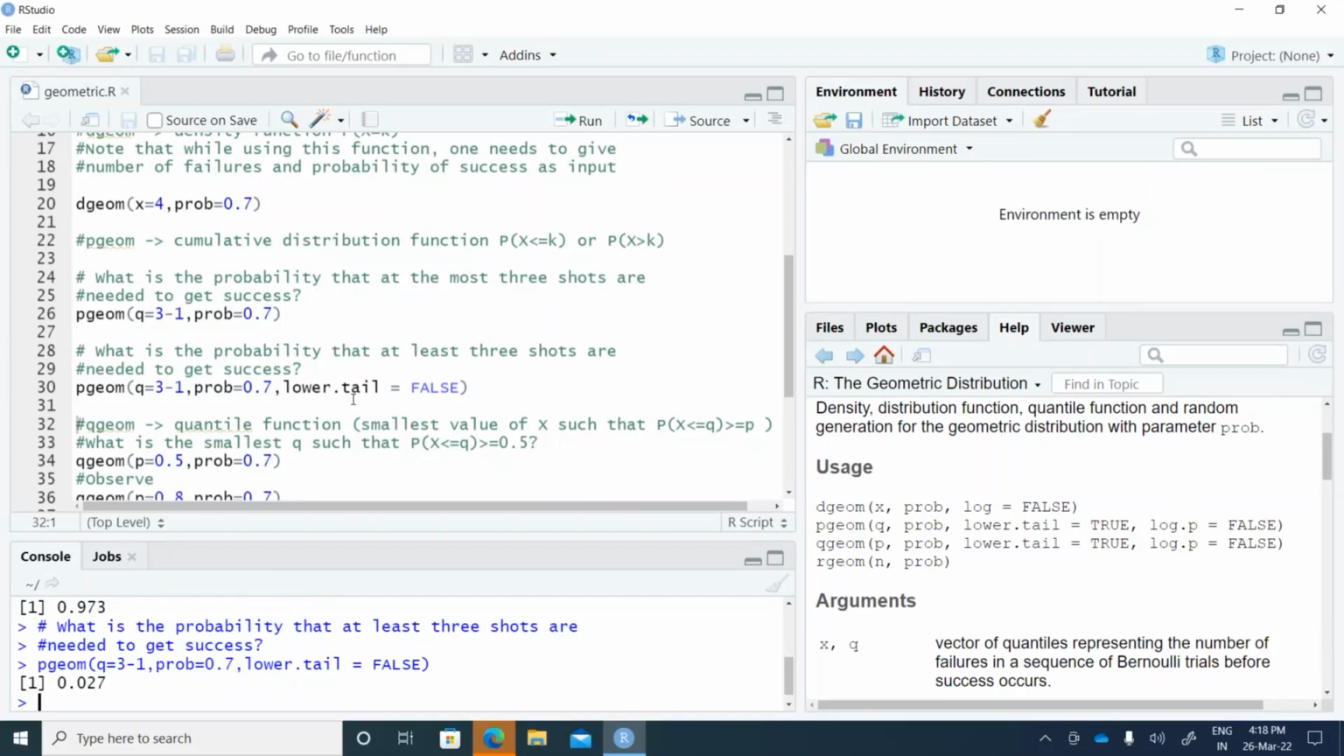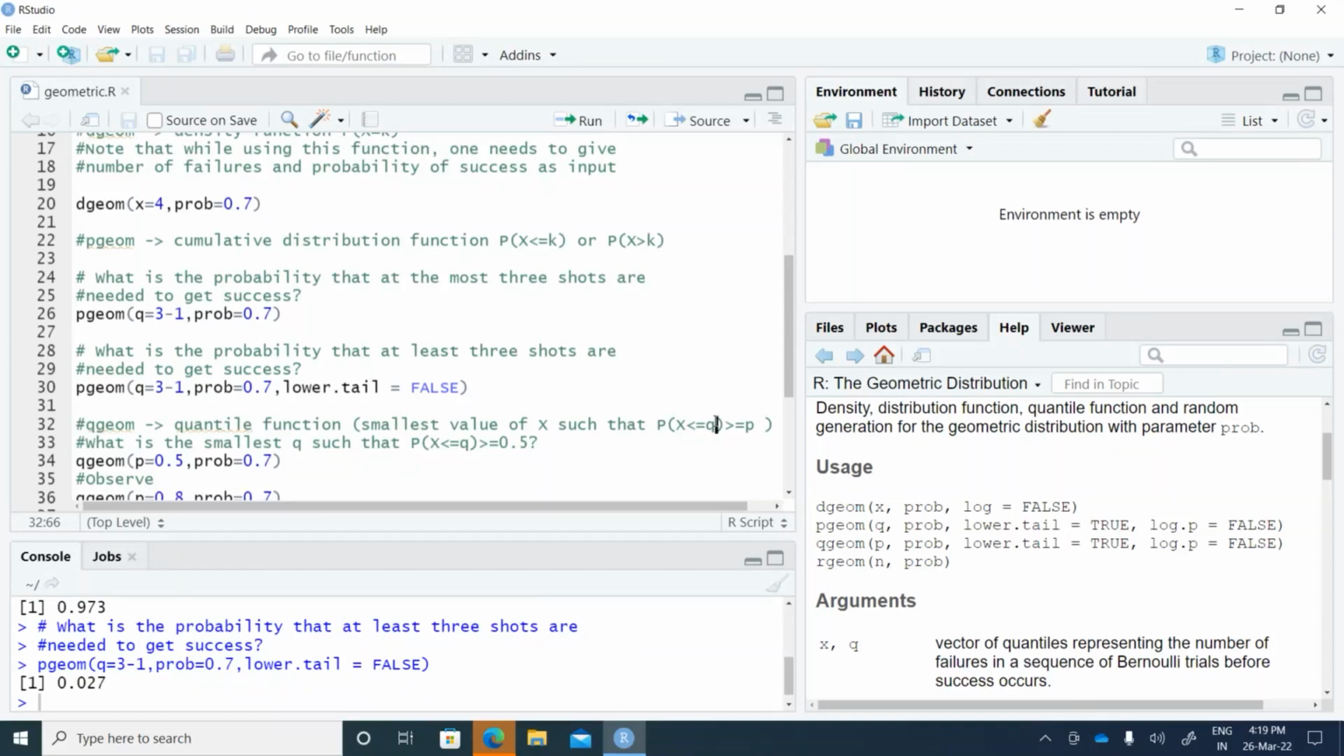Then comes qgeom. It deals with the quantile function. What is that? It calculates the smallest value of x for which the probability is greater than or equal to p. If we have been given the probability that x is less than or equal to q is greater than or equal to p, we are given the value of p and are supposed to find the value of q. That is what it means.